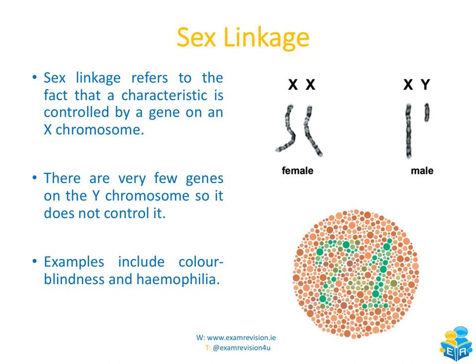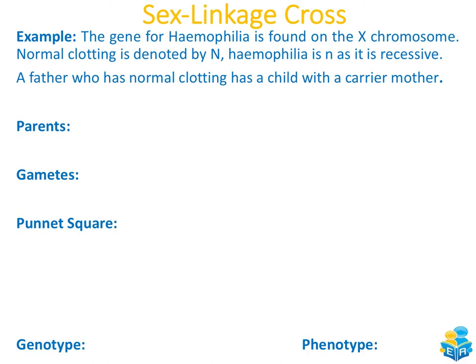So some examples of sex-linked genes or sex-linked conditions will be colorblindness and hemophilia. The gene for hemophilia is found on the X chromosome. Normal clotting is denoted by capital N. Hemophilia is small n, as it is recessive. A father who has normal clotting has a child with a carrier mother.